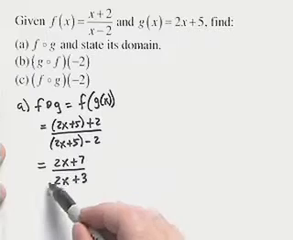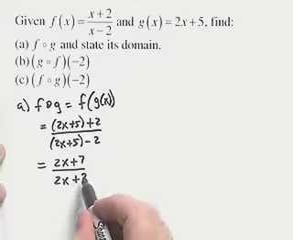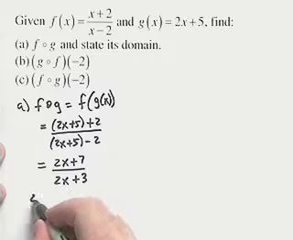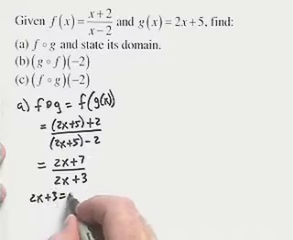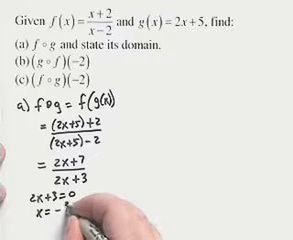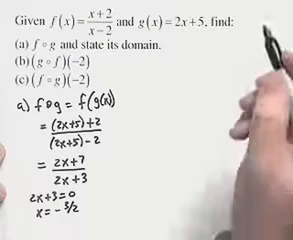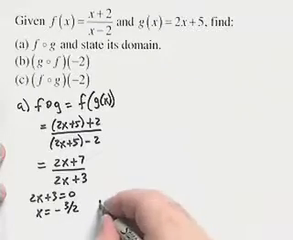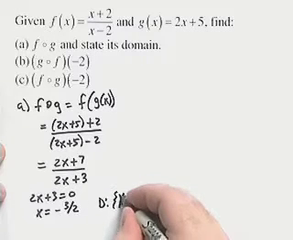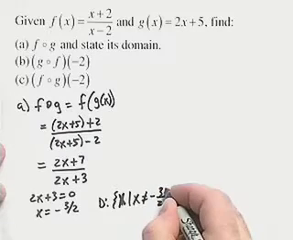If we look at this, we're going to divide by 2x plus 3, and we can't divide by 0, so we need to exclude any values which make this denominator equal to 0. If we set 2x plus 3 equal to 0 and solve that, we'll get that x is equal to negative 3 halves. And so the domain of our function will be all real numbers for x such that x is not equal to negative 3 halves.